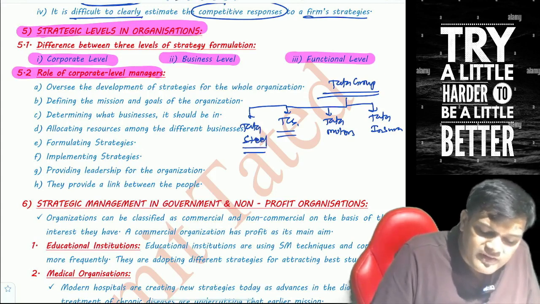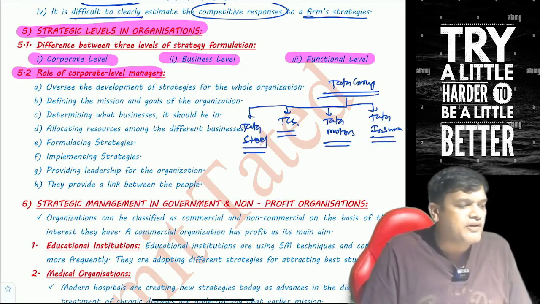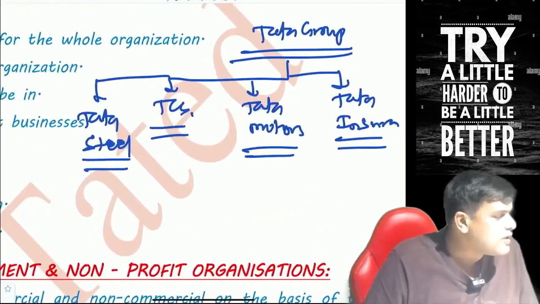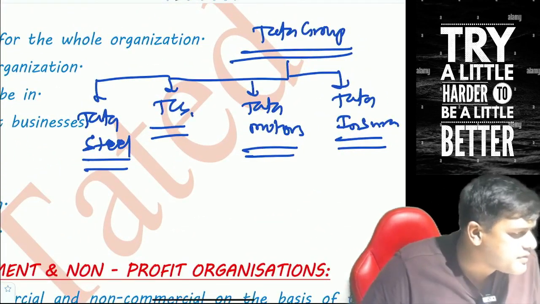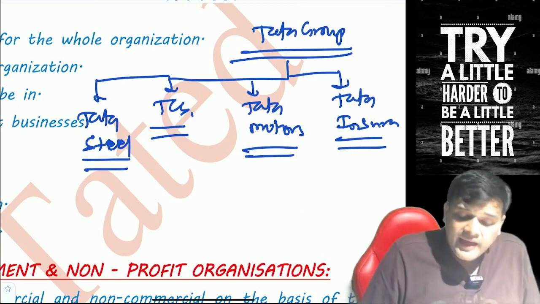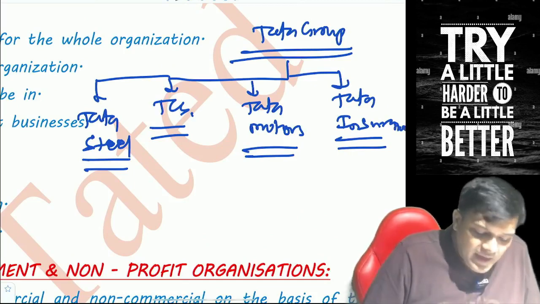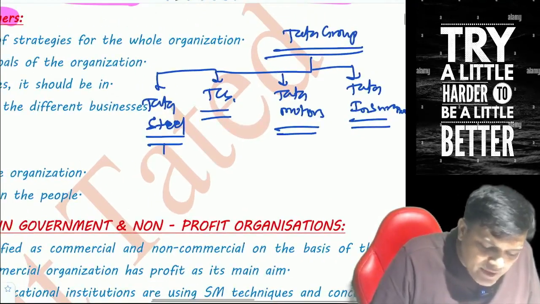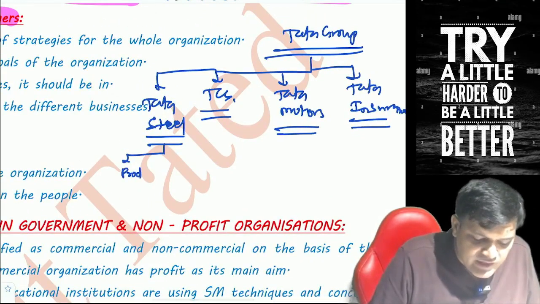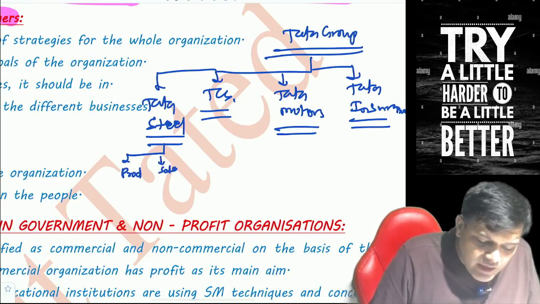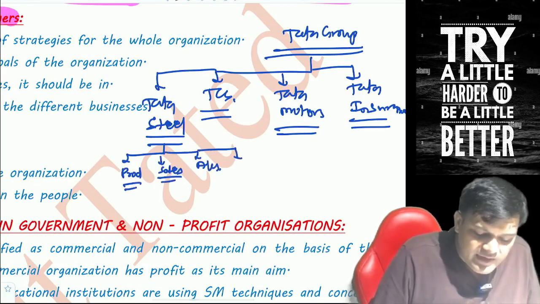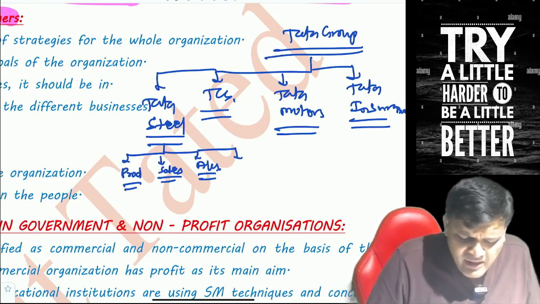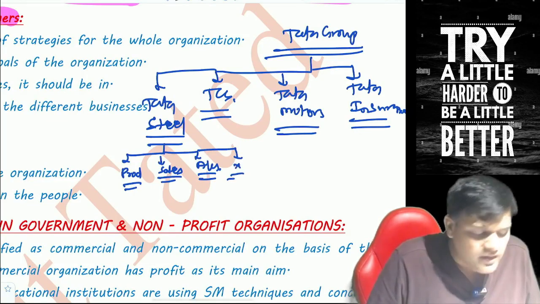If I discuss with you, Tata Group is there. Tata Group has 4 industries: one is Tata Steel, one is Tata Consultancy Services, one is Tata Motors, and one is Tata Insurance. Now my discussion comes into the picture. Do you think Tata Steel will have departments? One is the production department for steel, one is the sales department for steel, one can be the accounts department, and one can be any other department for steel.